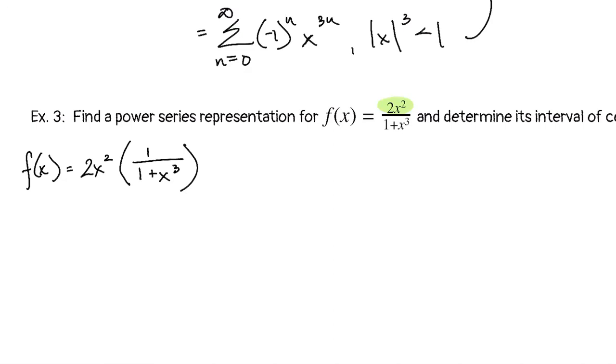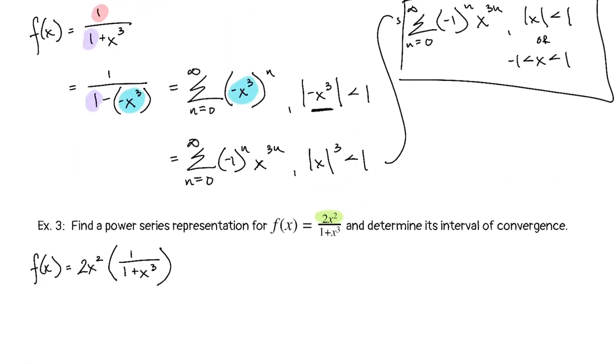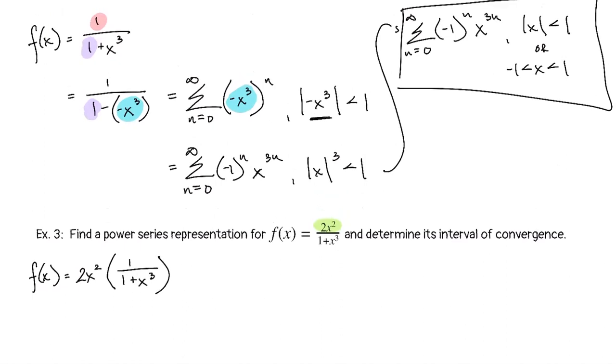So here's what this is going to give us. We know already from the last example that 1 over 1 plus x cubed can be written as this, right? We already found that out from the last one. So we're not going to do that part again. We're just going to substitute, all right?